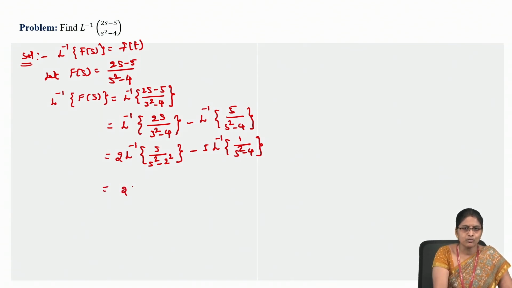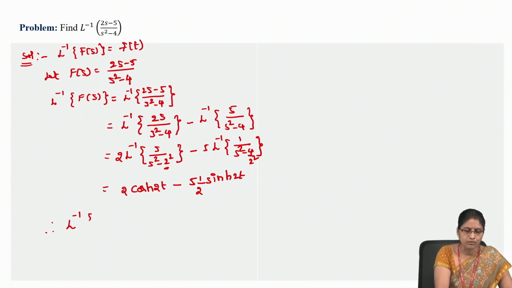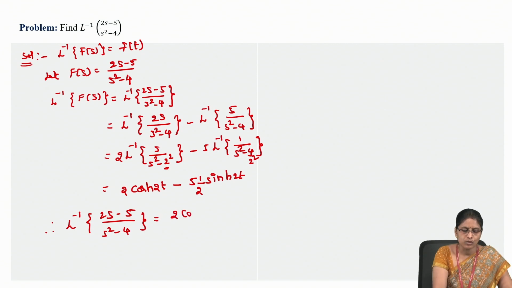That equal to 2 into L inverse of s by s square minus a square. Formula is there. L inverse of s by s square minus a square is cos h a t. Here a is 2. Cos h 2t is 2 into, minus 5 into L inverse of 1 by s square minus a square. Here 4, we can write it as 2 square in denominator. Then we get 5 into 1 by a sin h a t. A is 2. 1 by 2 sin h 2t. Therefore, L inverse of 2s minus 5 by s square minus 4 is equal to 2 cos h 2t minus 5 by 2 sin h 2t.